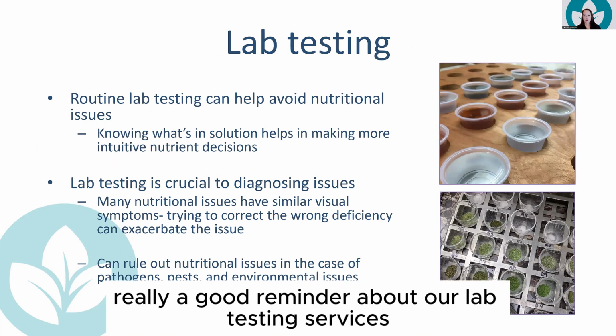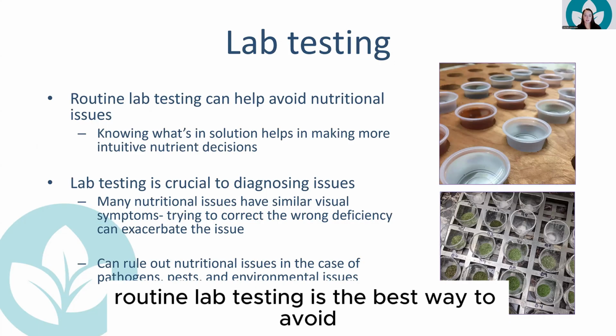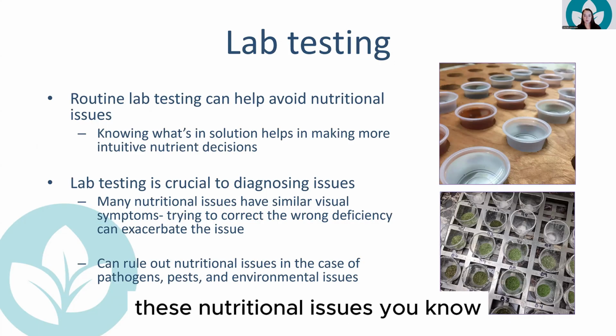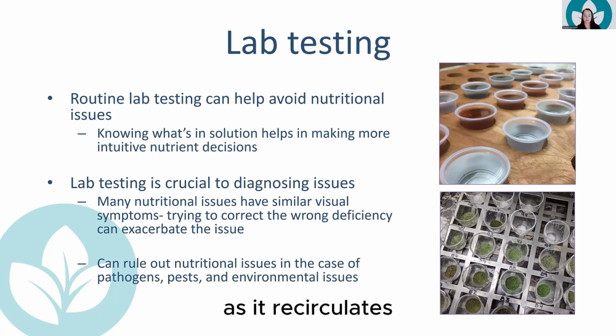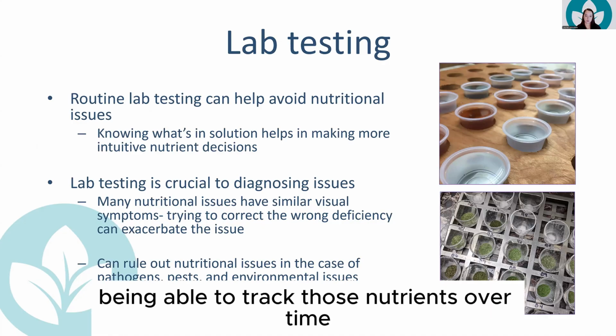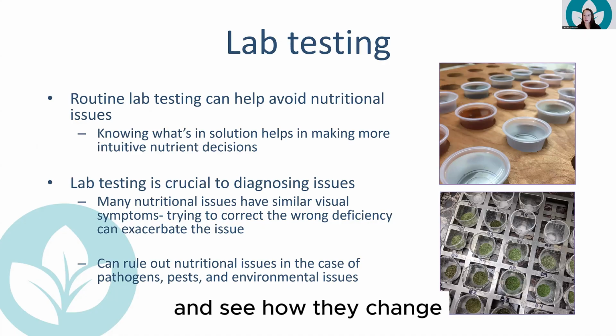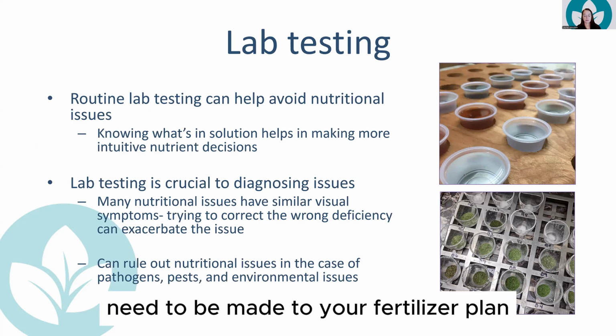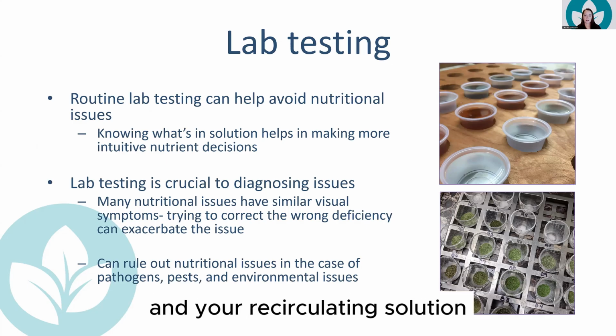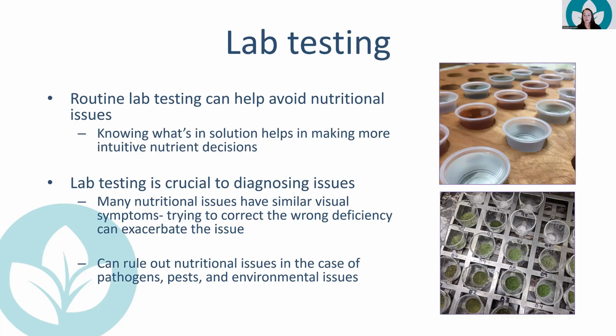And then that's just really a good reminder about our lab testing services. Routine lab testing is the best way to avoid these nutritional issues, keeping an eye on what specifically is in your solution as it recirculates, being able to track those nutrients over time and see how they change to get a better feel on what kind of updates need to be made to your fertilizer plan and your recirculating solution.